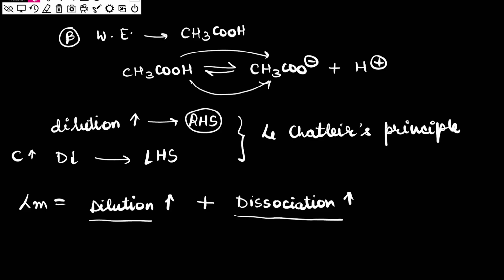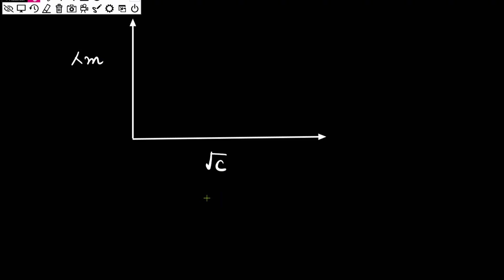But in the case of strong electrolyte, it was always a linear plot. So if I try to draw the diagram here again, suppose this being my y-axis and this being my x-axis. The y-axis is showing the molar conductivity and the x-axis is showing root of concentration. So here I will get this kind of graph.